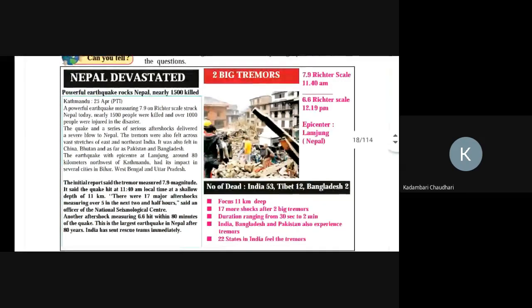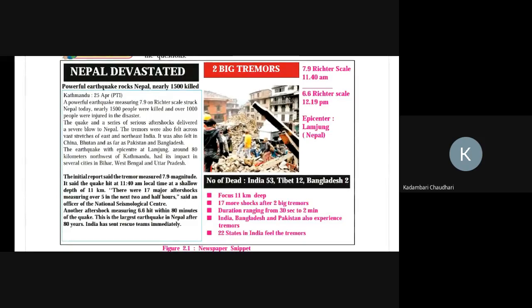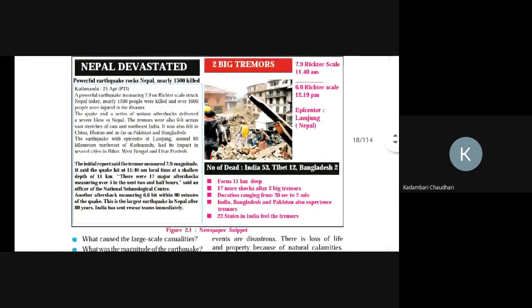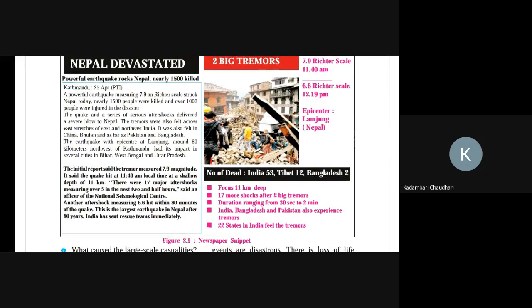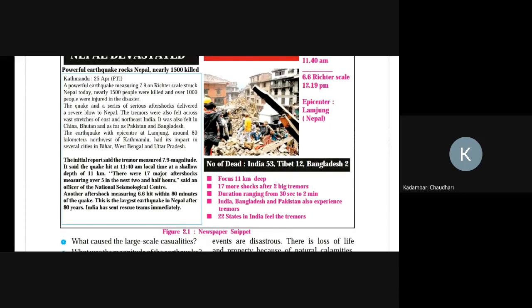Powerful earthquake rocks Nepal, nearly 1500 killed. So in Kathmandu, 25th April, PTI. A powerful earthquake measuring 7.9 on Richter scale struck Nepal today. Nearly 1500 people were killed and over 1000 people were injured in the disaster. So basically this news is about the earthquake that struck Nepal. That hit Nepal, we can say. So they are saying that the intensity on the Richter scale was 7.9, and almost 1500 people were killed and over 1000 injured in the disaster.